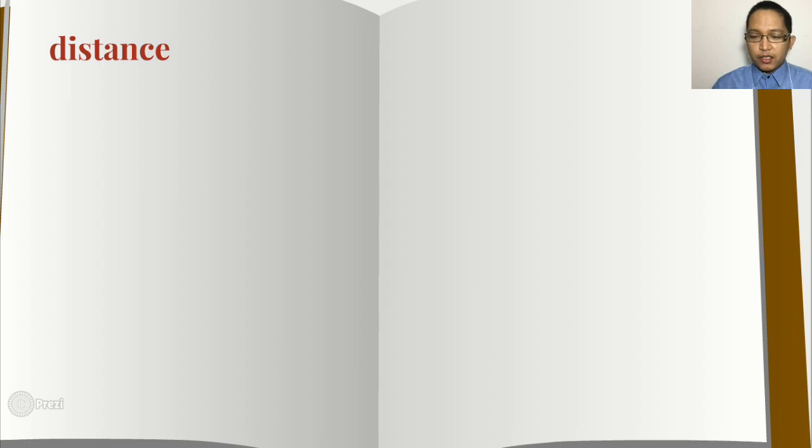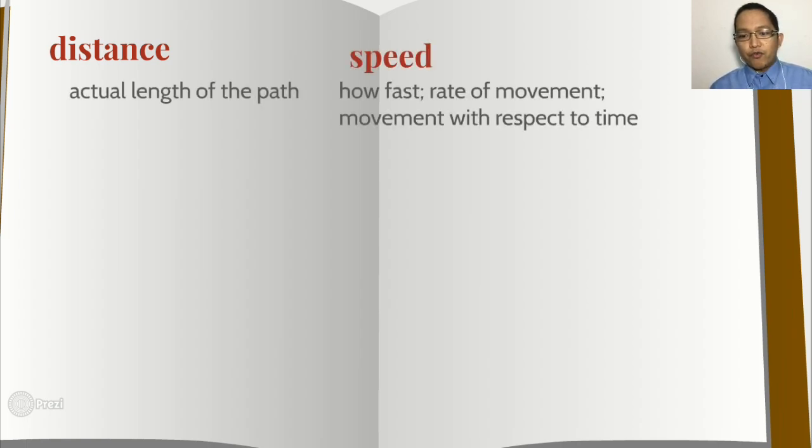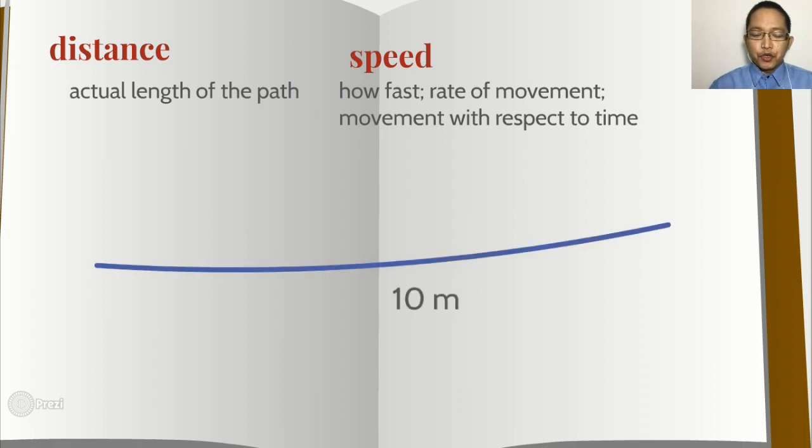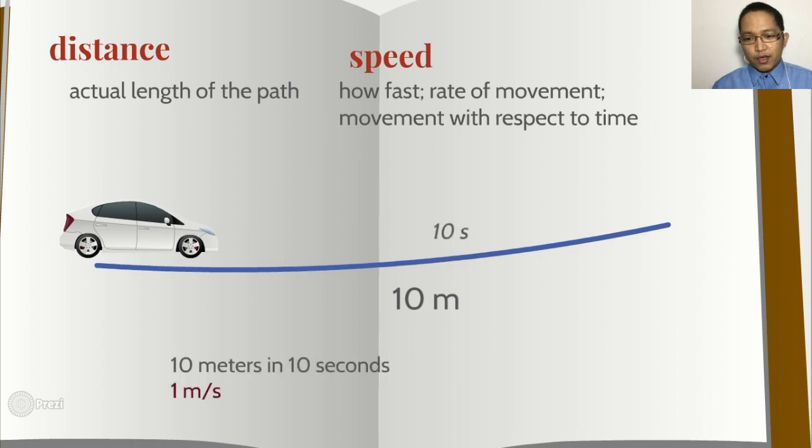When we talk about distance, that is the actual length of the path. When we try to describe how fast something moves, we compare its movement in space against time. So, if it takes 10 seconds to walk this entire path, we say the speed is 10 meters in 10 seconds. So every second, that is 1 meter. So we say the speed is 1 meter per second.